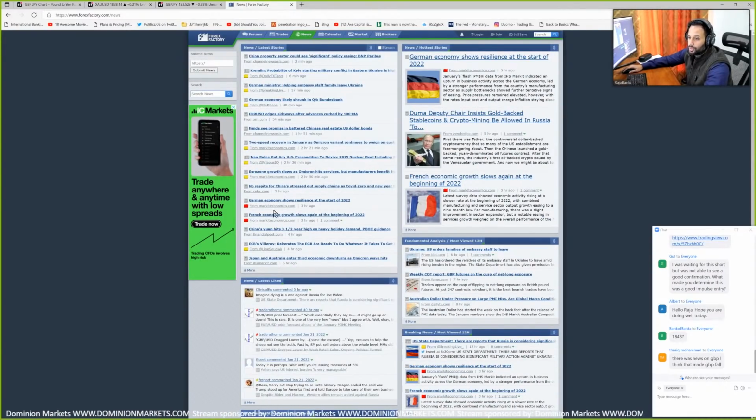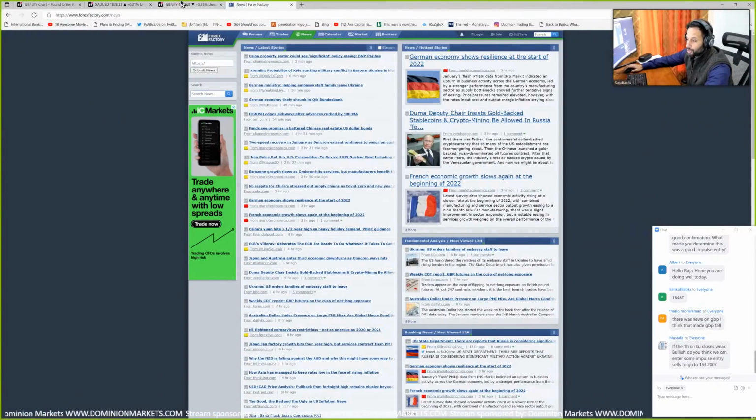There was news on, oh yes, German economy shows resilience at the start of 2022. Pound should be good. French economy growth slows down. Yeah. Probably.